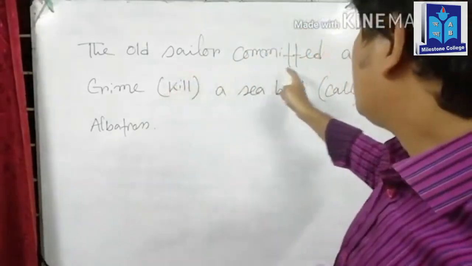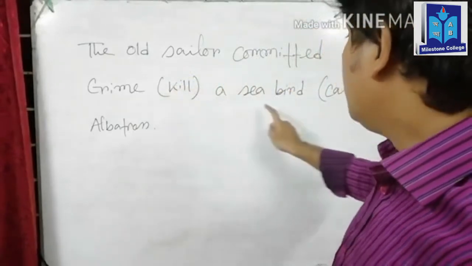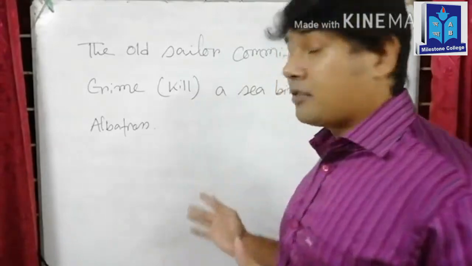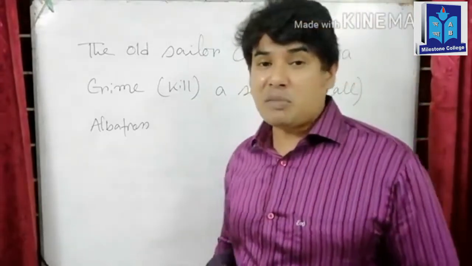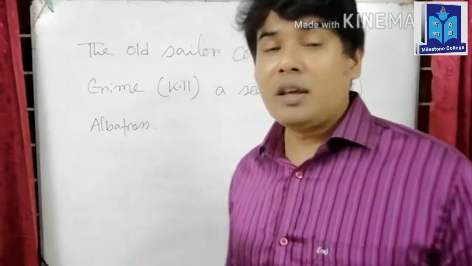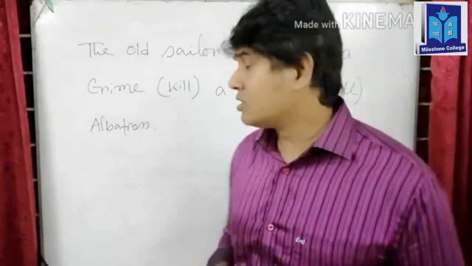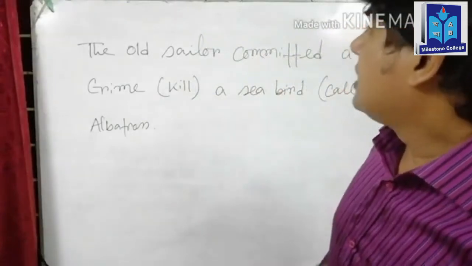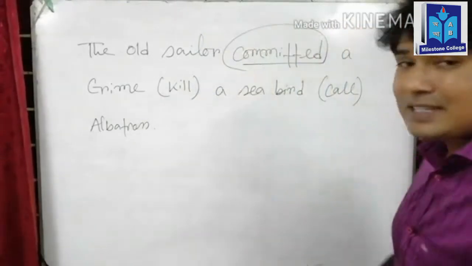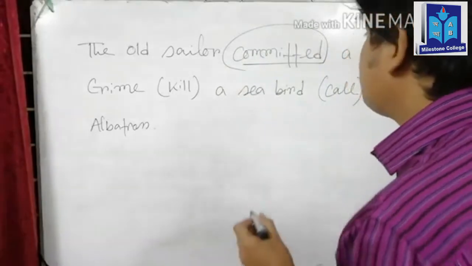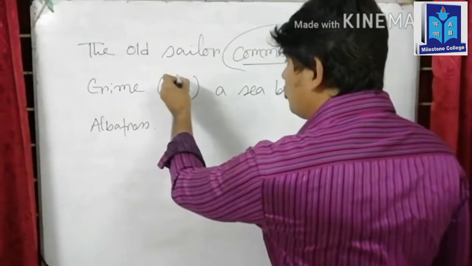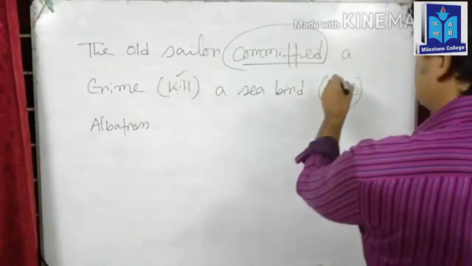The old sailor committed a crime, killed a seabird called albatross. And this is another great story, The Rime of the Ancient Mariner, and you will also get a glimpse of this story in one of your text stories. Well, the old sailor committed, and this finite verb actually tells the tense of this sentence. It's a past simple or past indefinite tense, and there we get two more verbs. One is kill, another is call.